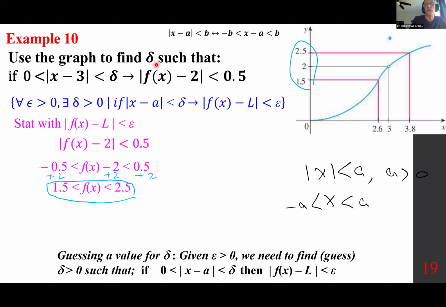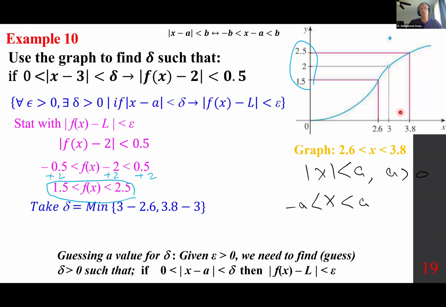Now, what about delta? Well, we start from 3 and we go to the left and right, and we see the numbers that are given to us are 2.6 and 3.8. So x is somewhere between 2.6 and 3.8. If x is somewhere there, that means if it's here, it's coming from the right of 3. If it's here, it comes from the left of 3. But the question is, what should delta be? Delta refers to this distance.